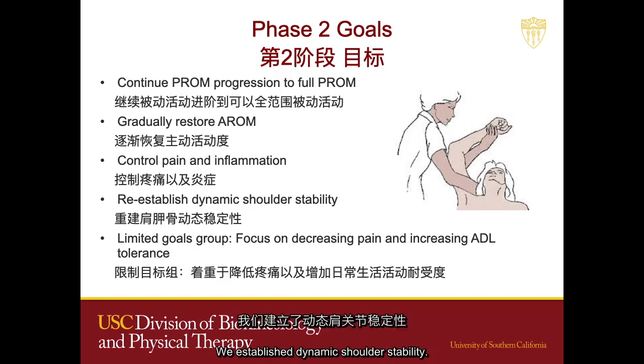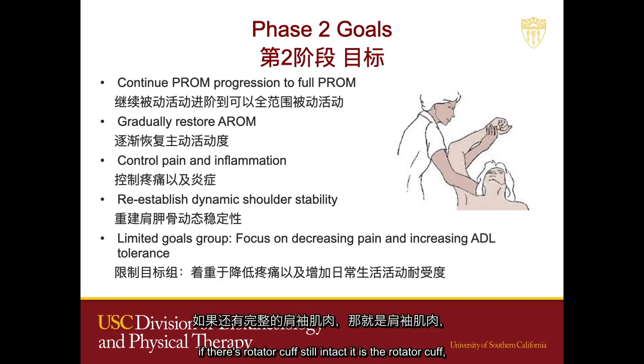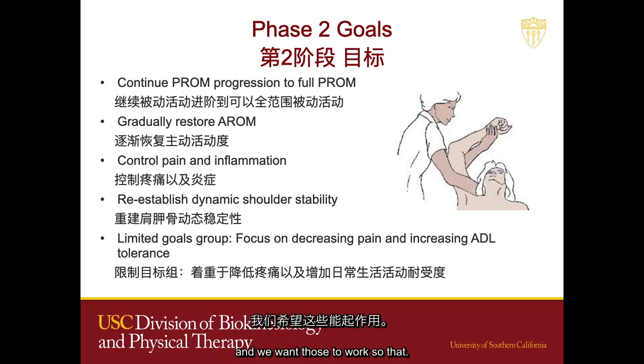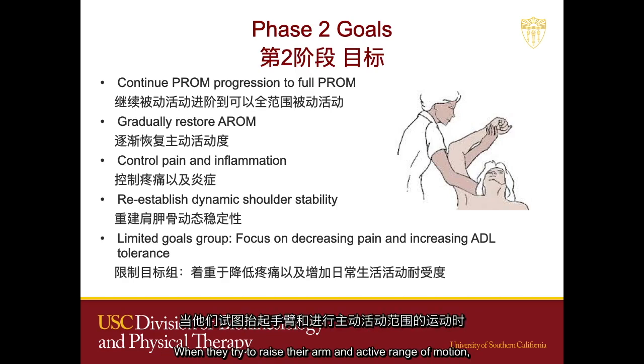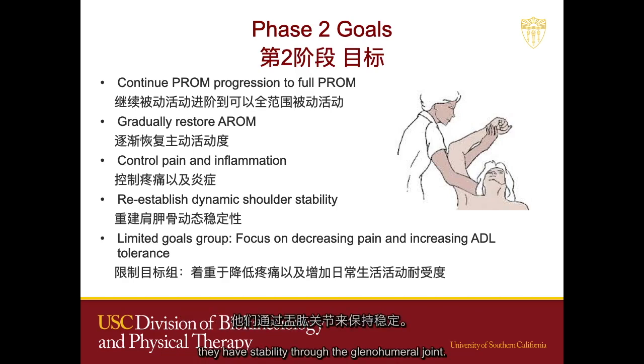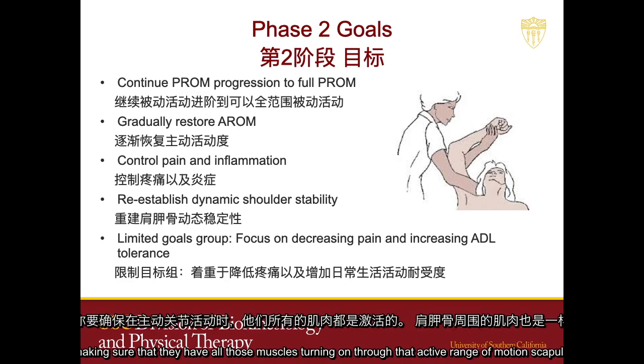Reestablish dynamic shoulder stability. So what that means is we want to get those stability muscles. If it's just the deltoid, it's just the deltoid. If there's rotator cuff still intact, it's the rotator cuff. And we want those to work so that when they try to raise their arm in active range of motion, they have stability through the glenohumeral joint. So you really are making sure that they have all those muscles turning on through that active range of motion.